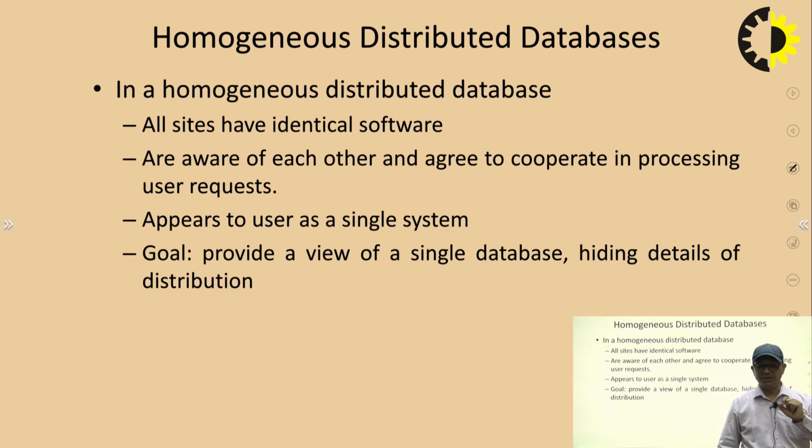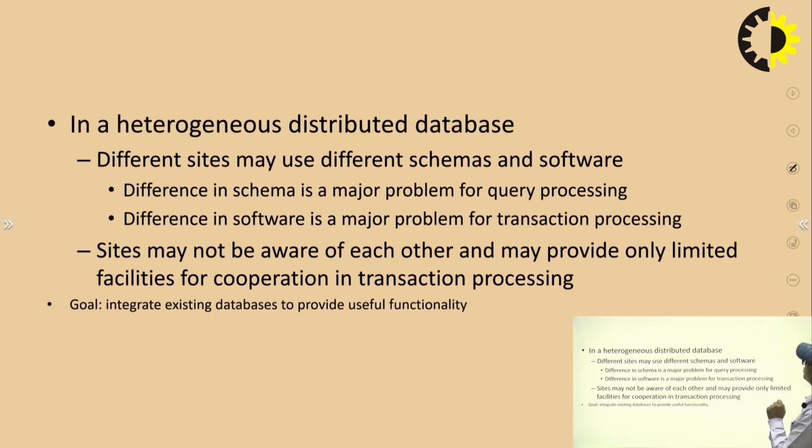This is homogeneous. And if we talk about heterogeneous, then different sites may use different schemas, different software or different interfaces. The difference in schema is a major problem for query processing, because if the schema is different, then one database may give a particular name to an attribute while another database has a different name. So how can we process the query? This is a major issue.